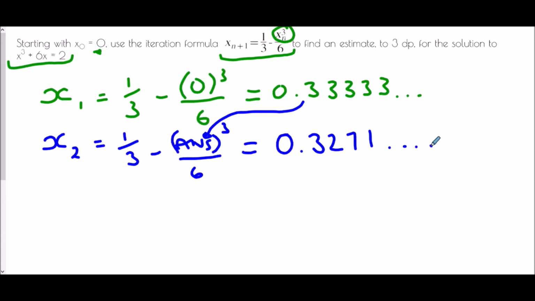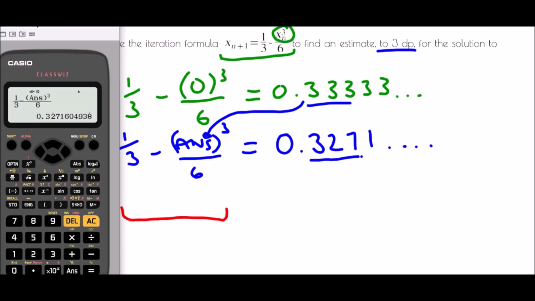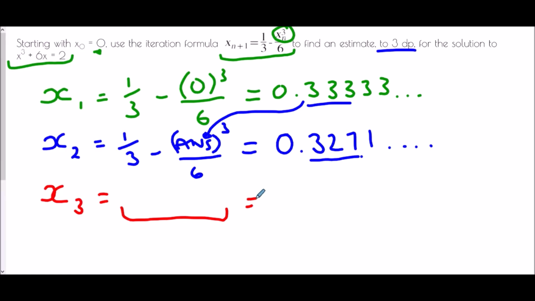That answer, we're looking here for an estimate to 3 decimal places. Now if we have a look, this one will be 0.333, this one will be 0.327. They are not the same. What we're looking for is a match. We want the same value to 3 decimal places to give us our estimate. So we need to keep going. x3. We don't need to type all of this again because it's already in our calculator. And the fact that ans is in there, it means it's now just going to use the answer we've just gotten. So let's press equals again. And it comes out this time at 0.3274.